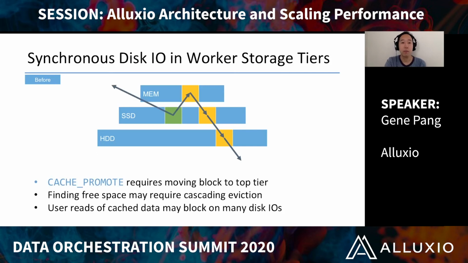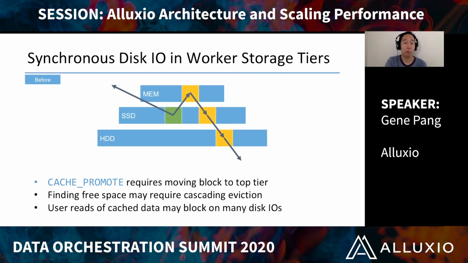We can move all the tiers down, all the blocks down the respective tiers, and then finally move up the block that we really wanted into the top tier, and then finally service and return back to the client. So in that example, there have been many disk IOs, lots of reads of disks, lots of writes of disks, lots of moving of blocks.